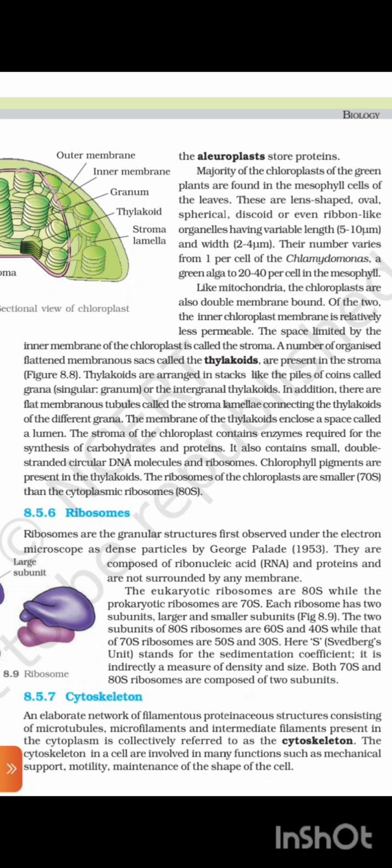8.5.7 Cytoskeleton. An elaborate network of filamentous proteinaceous structures consisting of microtubules, microfilaments, and intermediate filaments present in the cytoplasm is collectively referred to as the cytoskeleton. The cytoskeleton in a cell is involved in many functions such as mechanical support, motility, and maintenance of the shape of the cell.